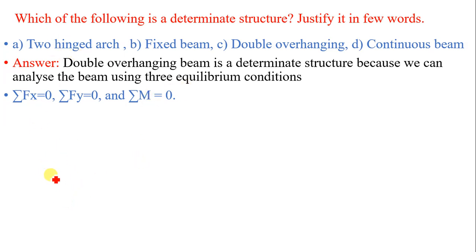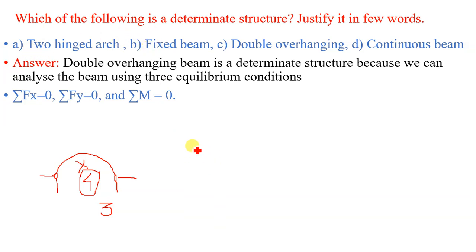So we will discuss one by one. In case of a two hinged arch, if we consider arch having hinge support A and hinge support B, this is two hinged arch. So there will be two reactions at each support. First one is vertical and second one is horizontal. So total number of reactions in case of two hinged arch is 4 and we are having only three equilibrium equations with us. So using three equilibrium equations we cannot calculate the four unknown reactions and hence two hinged arch is indeterminate structure. So this option is not a correct answer.